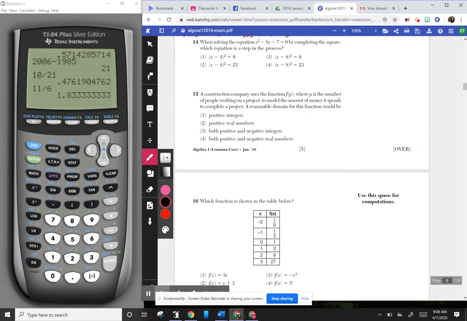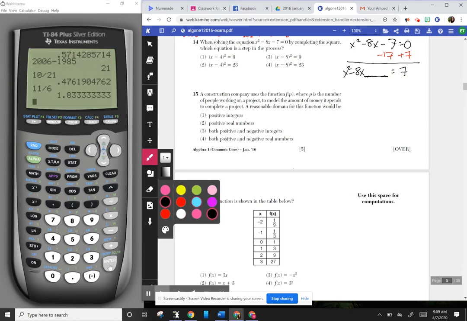Question 14, when solving the equation x squared minus 8x minus 7 equals 0 by completing the square, which equation is a step in the process? Okay, so to complete the square, x squared minus 8x minus 7 equals 0. The first thing we want to do is move the constant over. So we're going to add 7 on both sides. We get x squared minus 8x. We're going to leave a blank space here for the moment. Equals 7.